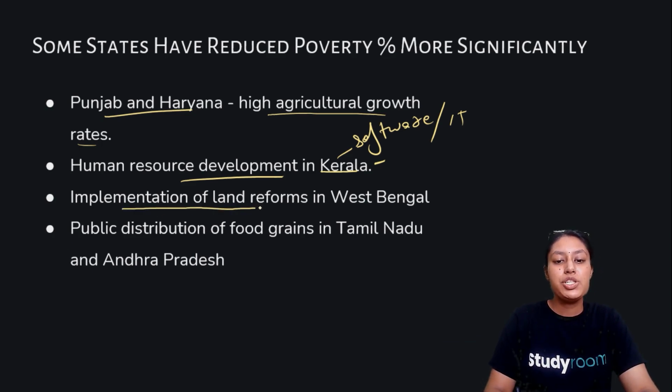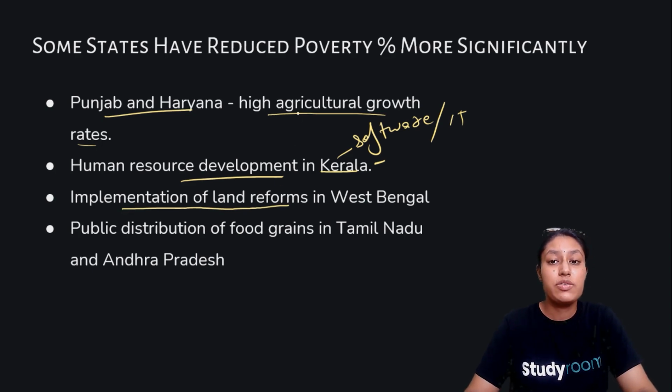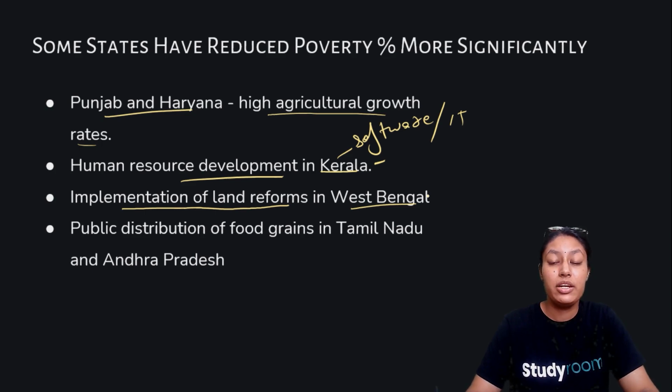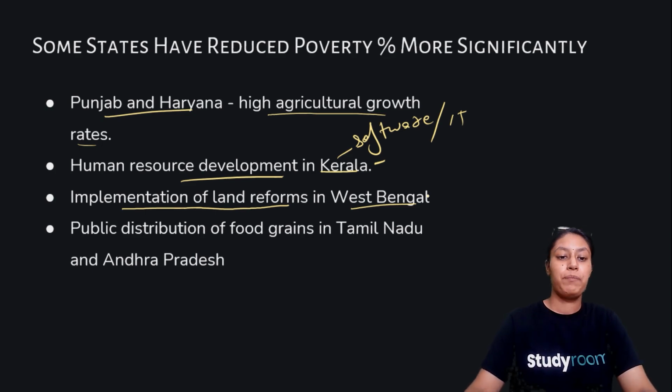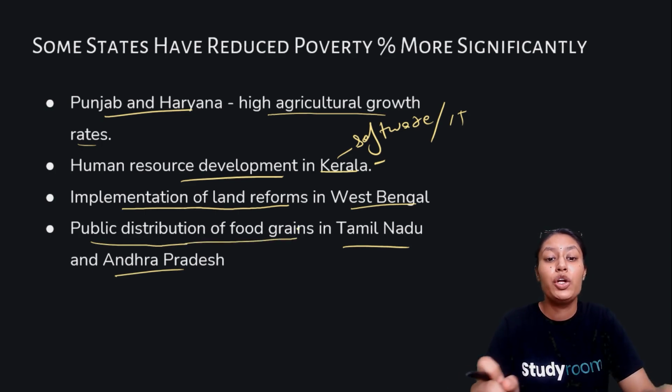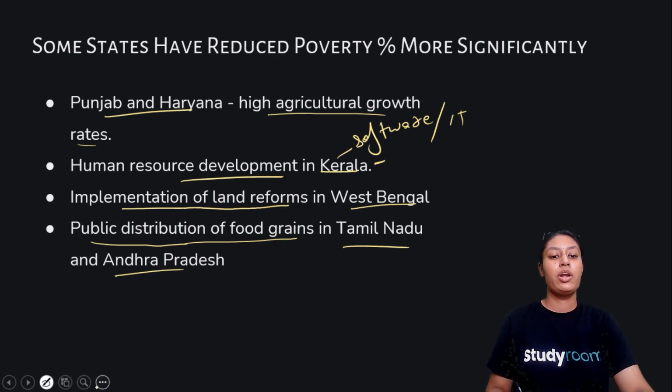Third is implementation of land reforms. Reformation of land has been made in West Bengal, due to which the poverty ratio has been better in West Bengal. And in Tamil Nadu and Andhra Pradesh, the main reason is the public distribution of food grains. The government or the administration donates a lot of food grains and other essential commodities to the people. That's why in Tamil Nadu and Andhra Pradesh, the poverty rate is comparatively low.